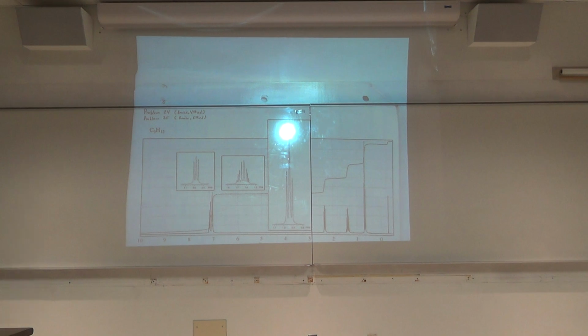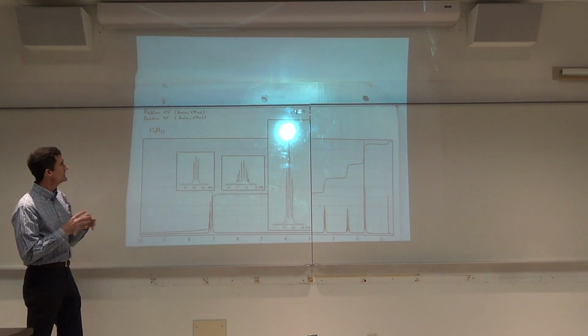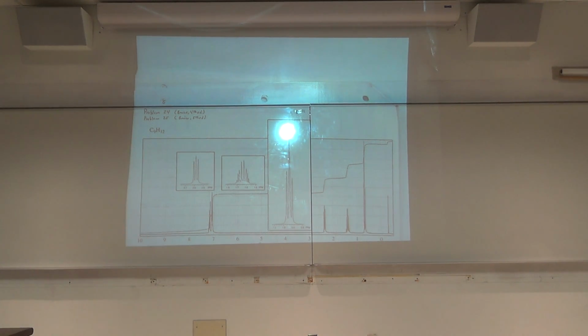Okay, let's see if we can come up with a structure here. I know a number of you are looking at the problems in the workbook, comprehensive spec problems. This would not be comprehensive. This is just proton NMR. In this particular case, the formula is given, C9H12. Let's come up with the structure of this compound.